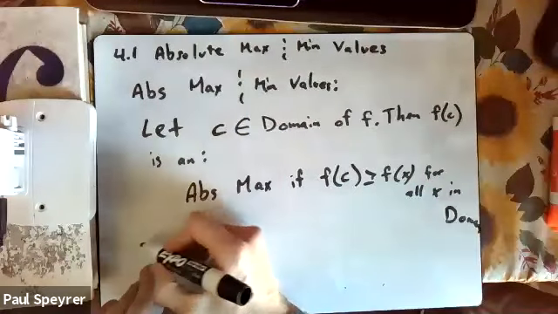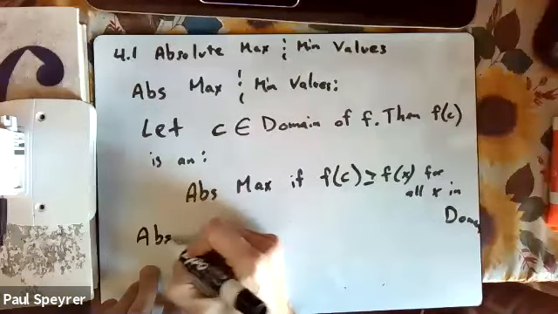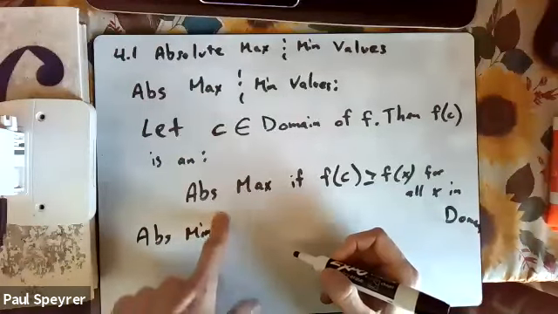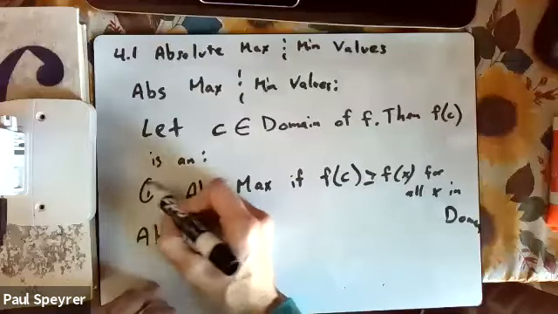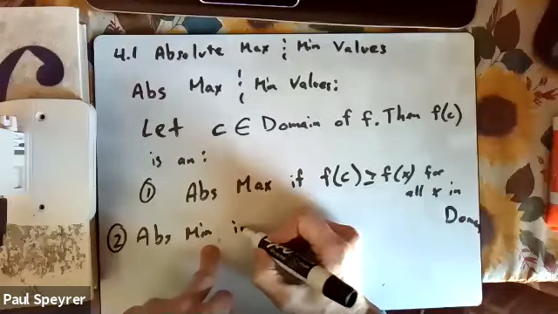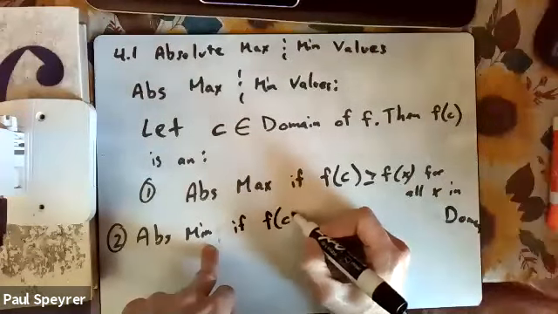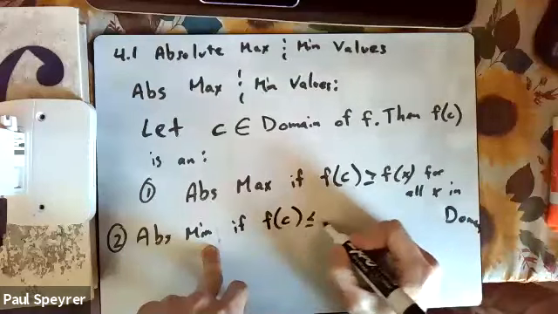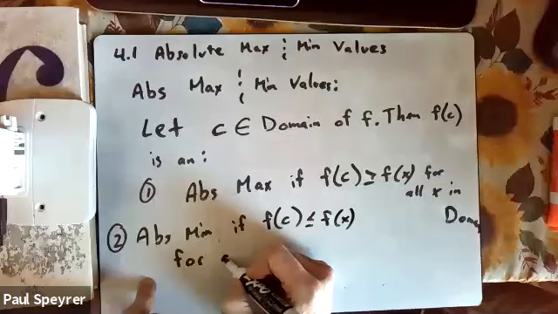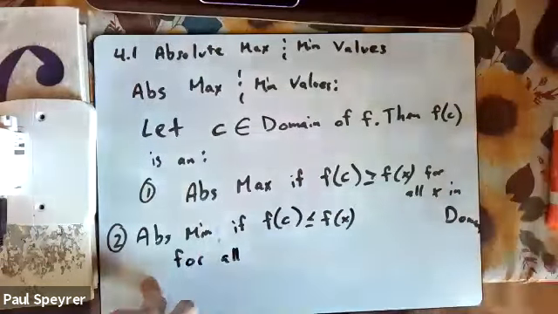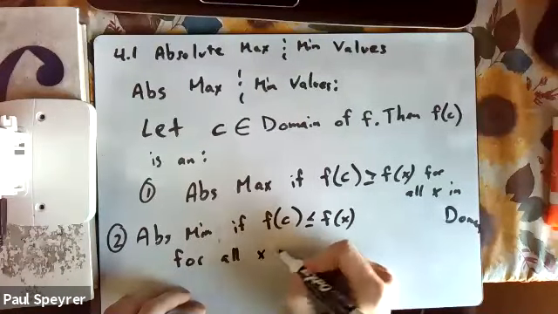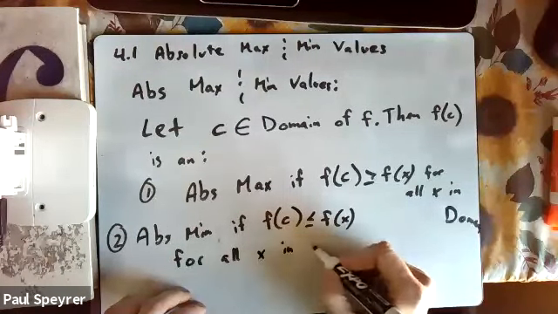And then likewise, you can have the absolute min, which is the reverse. That's the second possibility. Absolute min if F of C is less than or equal to F of X for all X in the domain.